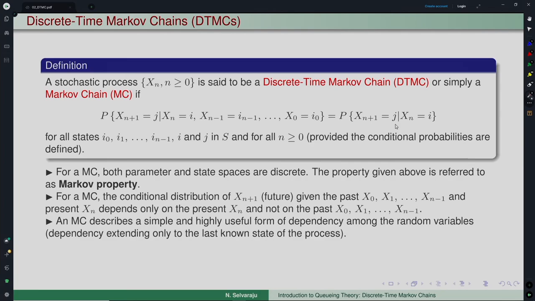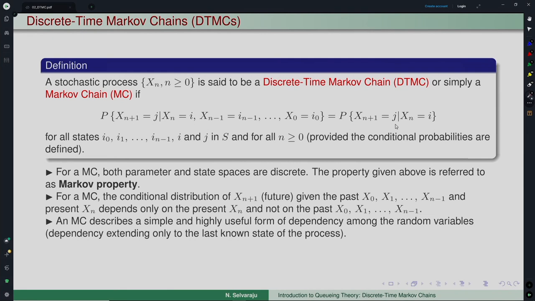This may not be true in many applications, but it is going to be true, at least in most cases, in our queuing systems. As we already pointed out, it is a very simple form of dependency, going back in time only one unit of time, and it is a very useful form of dependency among random variables. That is why the Markov process is so popular. Everywhere you will find applications.